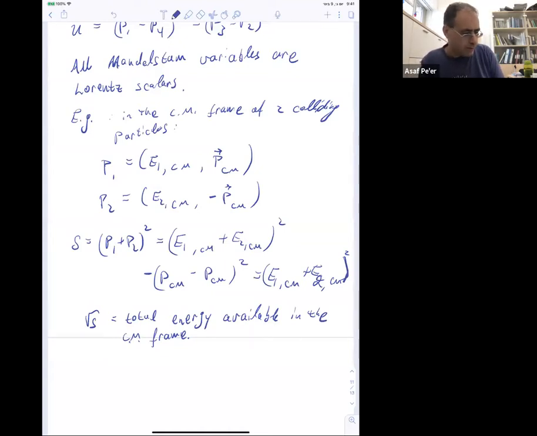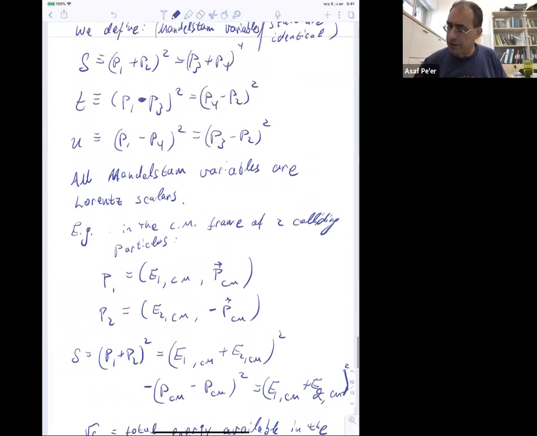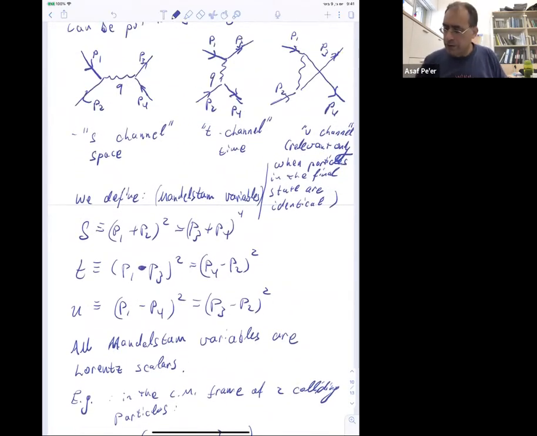Now, just two more comments. In the S channel, this is the S channel, then what we really have is the four-momentum of the exchange boson, Q mu. This is just P1 mu plus P2 mu, which follows directly from here.